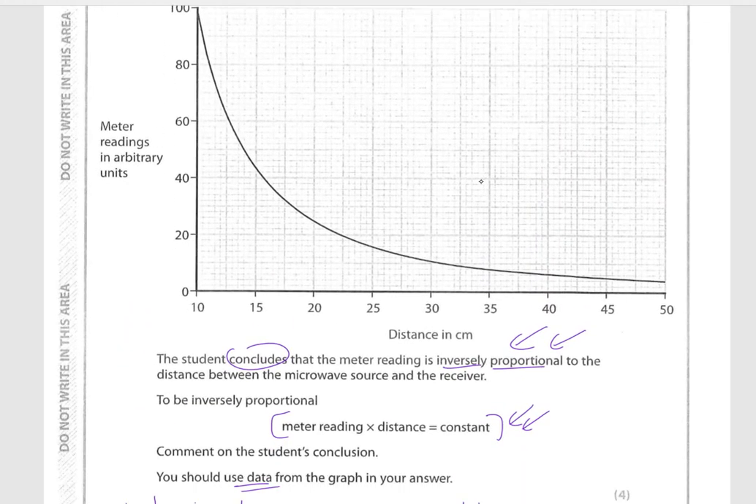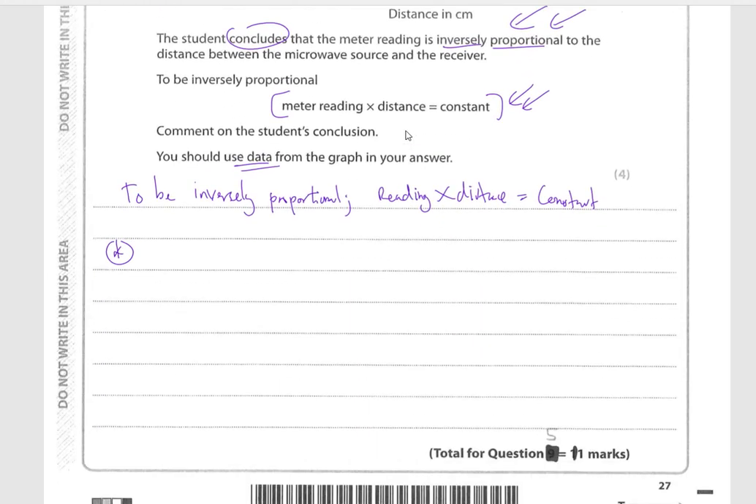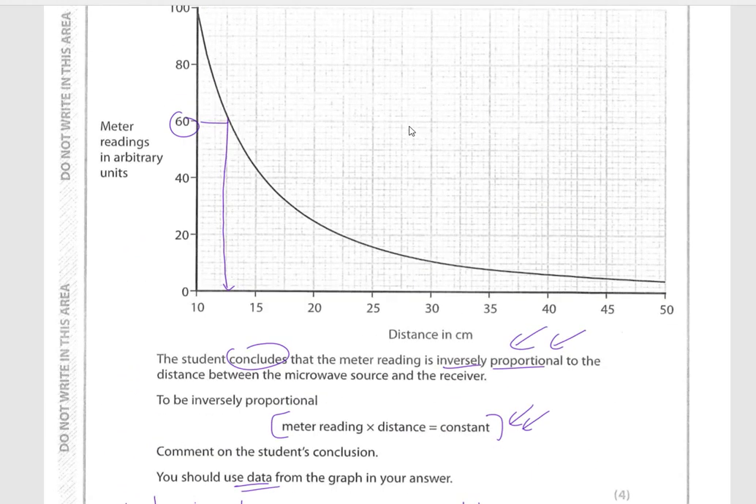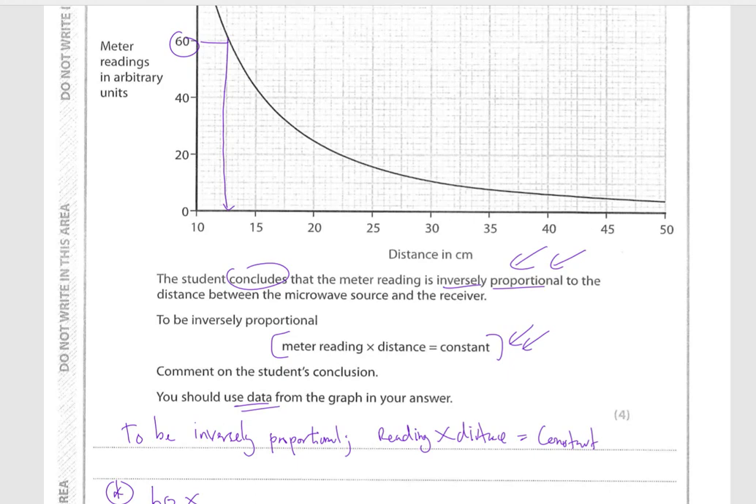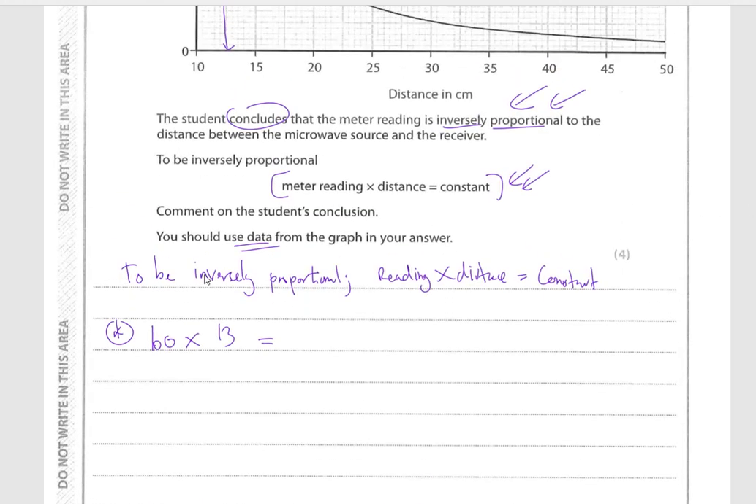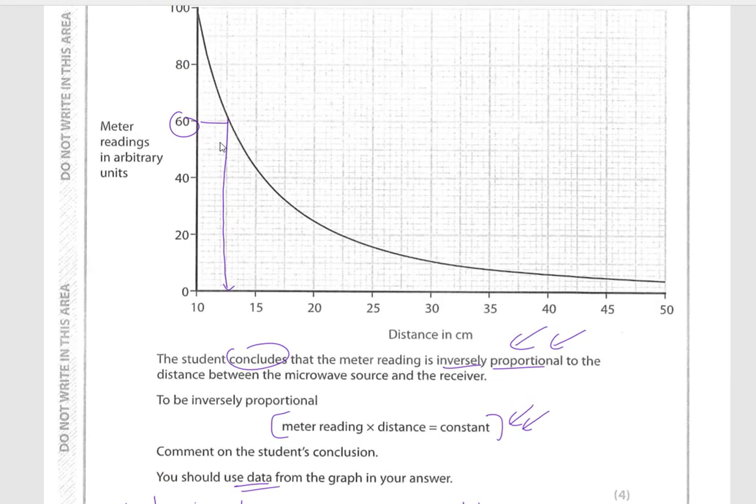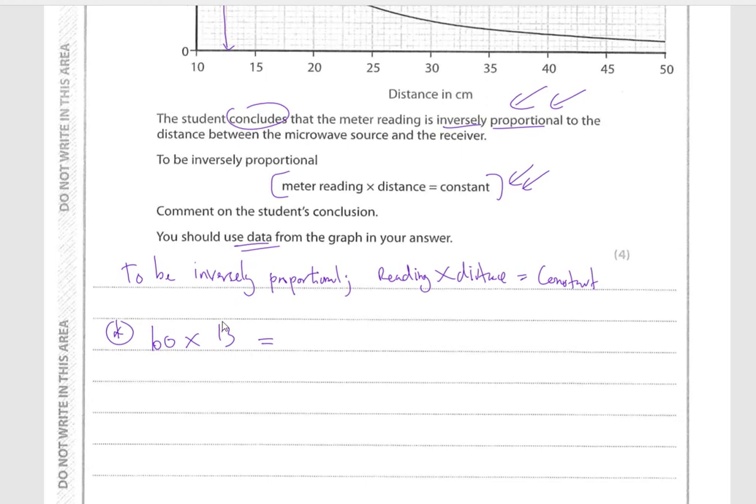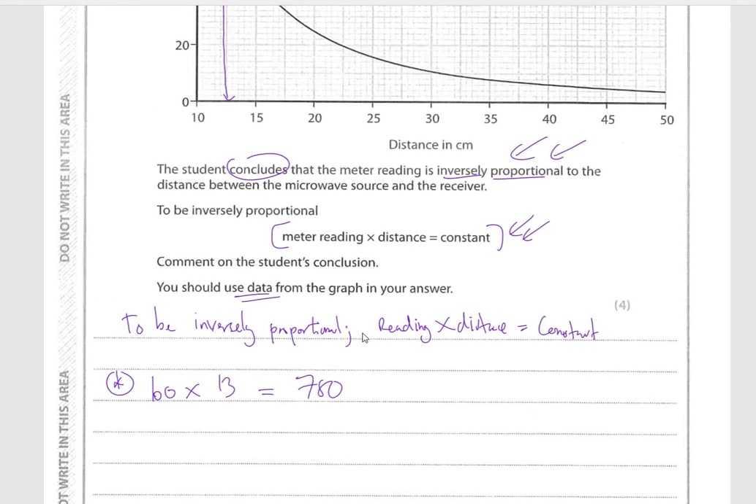Okay, now let's pick a data point. So 60, it goes down to this number here. So the reading is going to be 60 times, what is this distance here? To be inversely proportional, the reading times distance equals a constant. Now let's take a reading of 60. This one's roughly 13. Plug this in the calculator, we get this much.